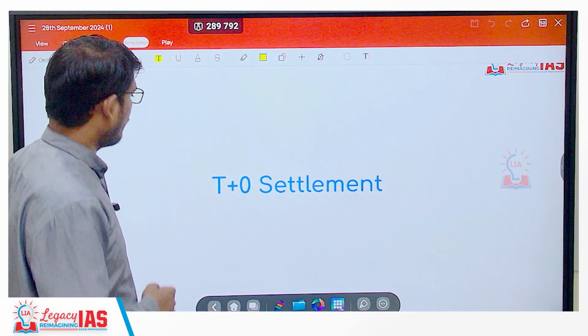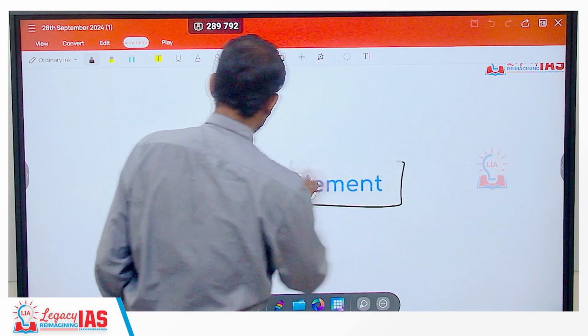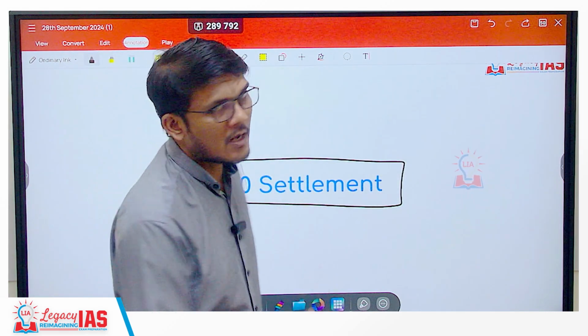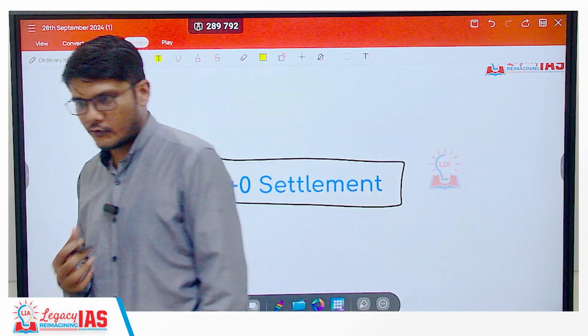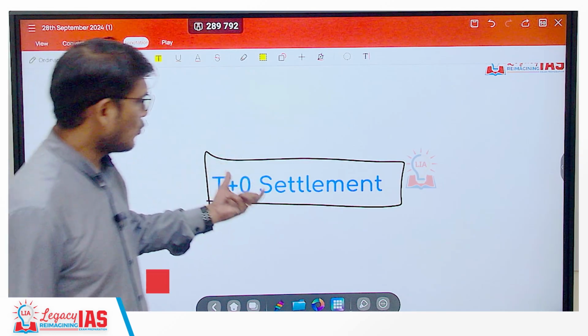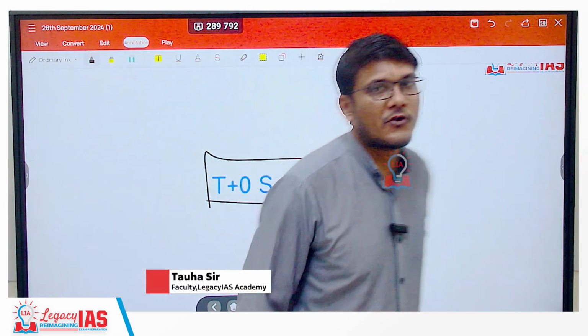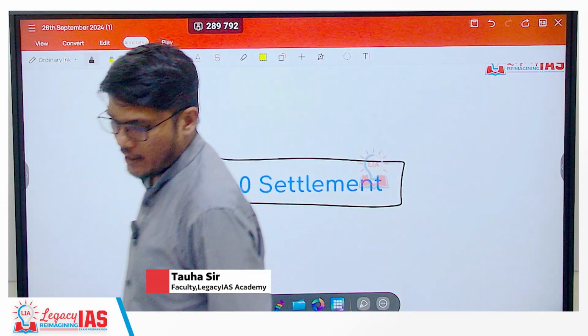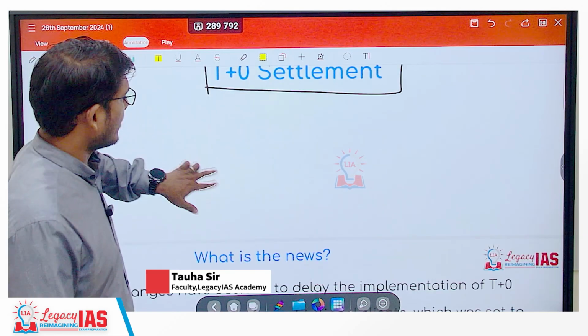In today's session, we'll be talking about T+0 settlements. Now this is related to the stocks. So we'll see why this is in news, what is happening with respect to that and what is this all about. So let's get started.